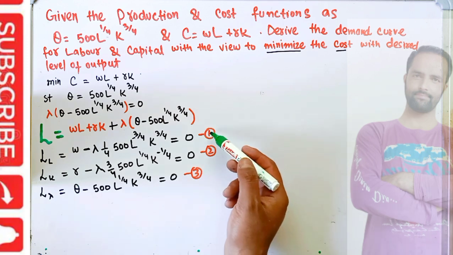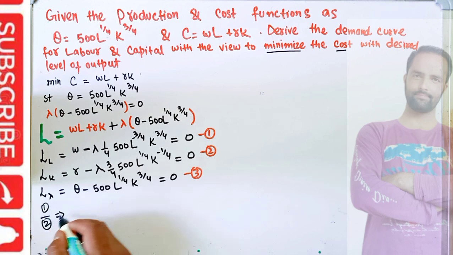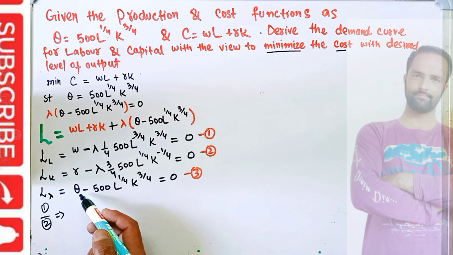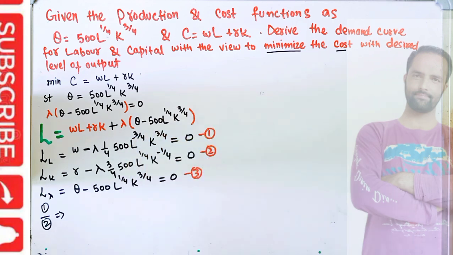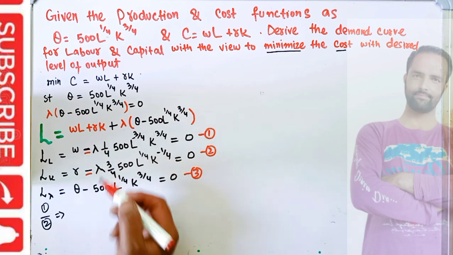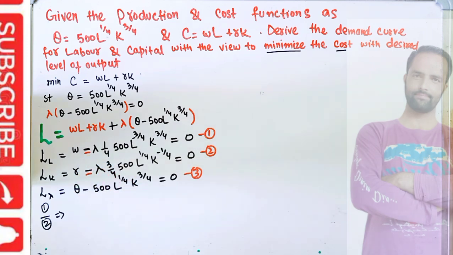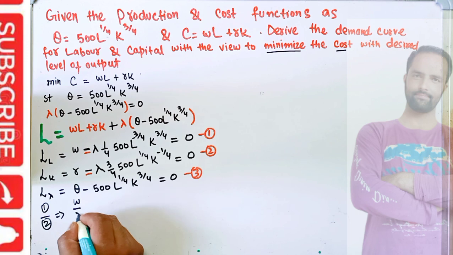If I divide equation first by equation second, what will happen? If I write equation first upon equation second, which will give us, if I transpose it here to save the space, I can transpose this term to RHS, it will become positive. I don't have the space here, so this will become W upon R.